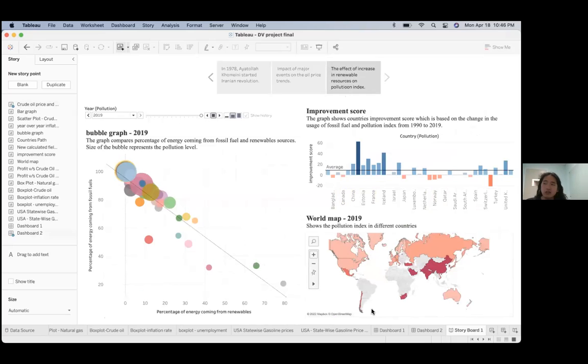Okay, in conclusion, crude oil price, inflation and unemployment rate have increased together, and the use of renewable energy sources has resulted in a significant decrease in the pollution index, while the use of fossil fuels results in a large pollution index. Another conclusion we found is that historically, major geopolitical events have an impact on crude oil prices, influencing major economic parameters such as inflation and unemployment rate.